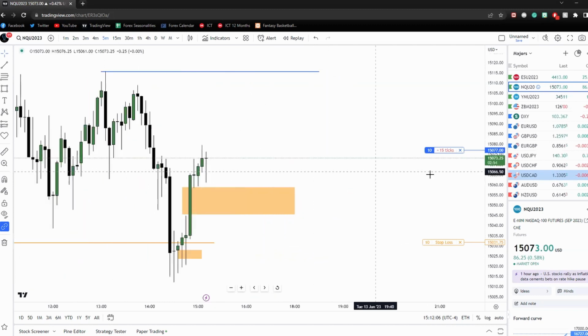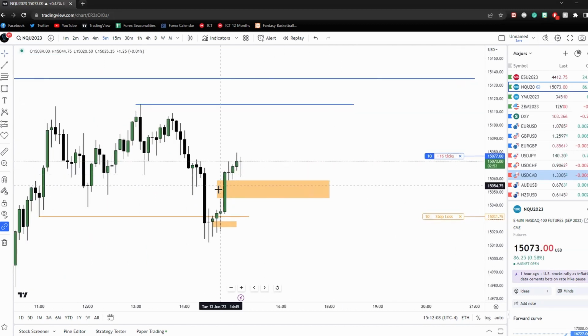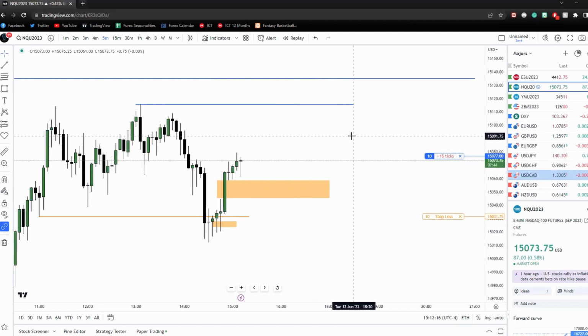I'm watching this right now just to see, like I said, if it wants to get down to this area here. They could just leave this open. They could leave this as a breakaway gap and have them run higher. I wouldn't be surprised.